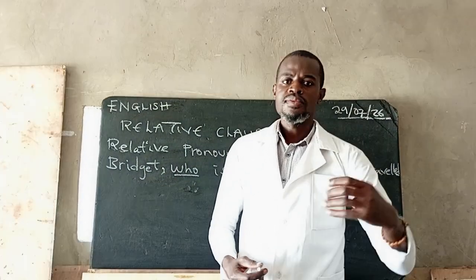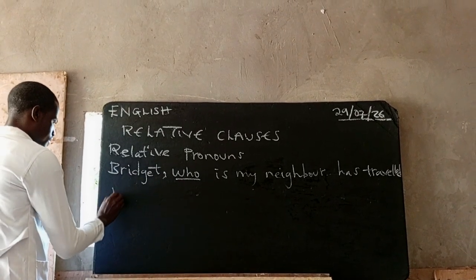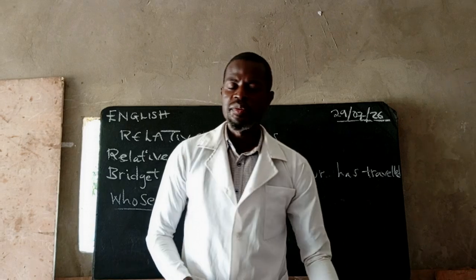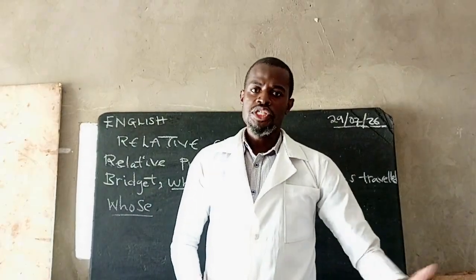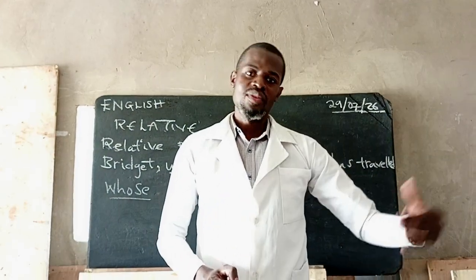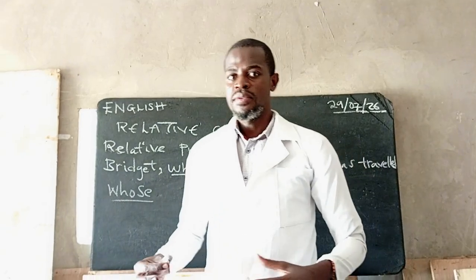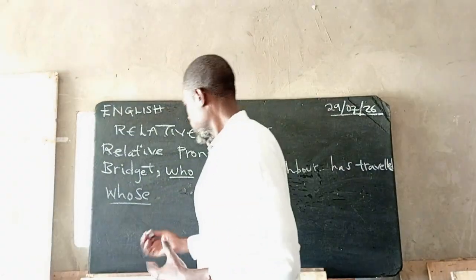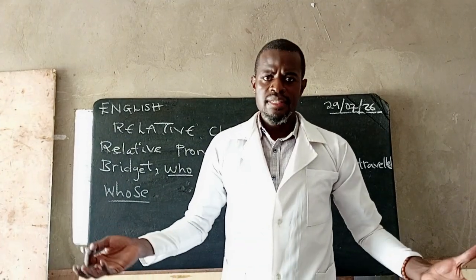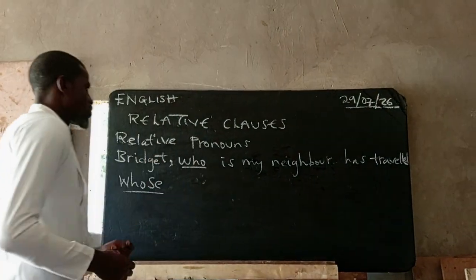The next point that I want to touch on is the use of whose as a relative pronoun. Remember other relative pronouns we have, which and whom. In my future videos, I'll explain how we use whom in relative clauses. We are told to transform a sentence such as that. Whose shows belonging. We can use it when asking, because we want to know the owner of that thing. So we say, whose bag is this? Or whose house is this? Now, using it to introduce a relative clause.